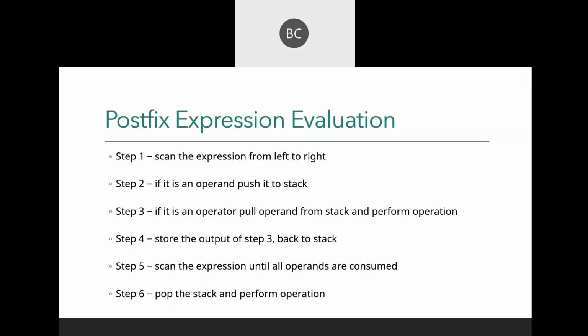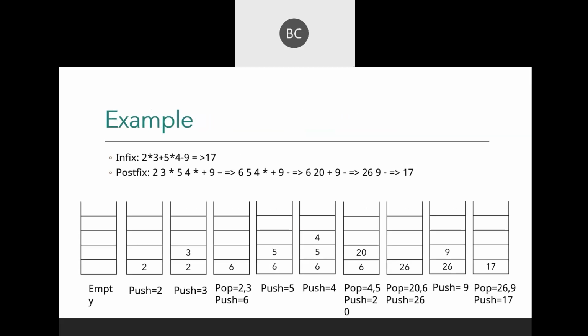So how does it evaluate? First, it scans the expression from left to right. If it is an operand, push it to the stack. And if it is an operator, pop operands from the stack and perform the operation. Then store the output of the step back to the stack. Then scan the expression until all operands are consumed. Then pop the stack. So let's see an example of how we can do it.